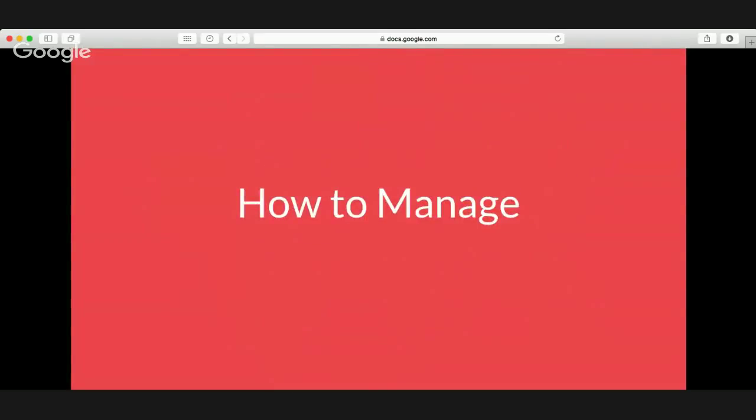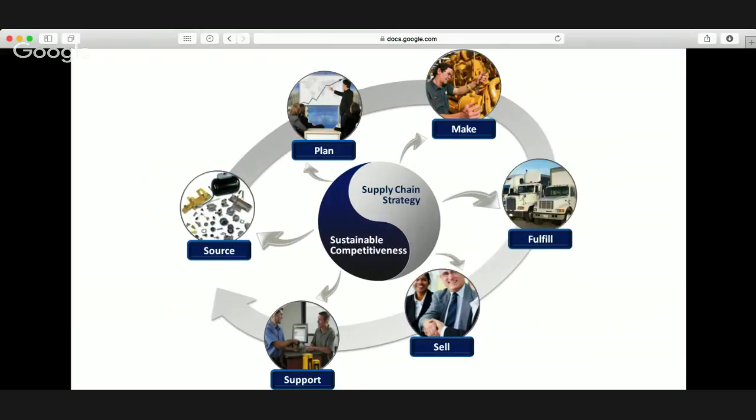Now, how do we actually manage? To do this, we source, plan, make, fulfill, sell, and support. Half of this is used to sustain competitiveness, and the other half is the supply chain strategy.